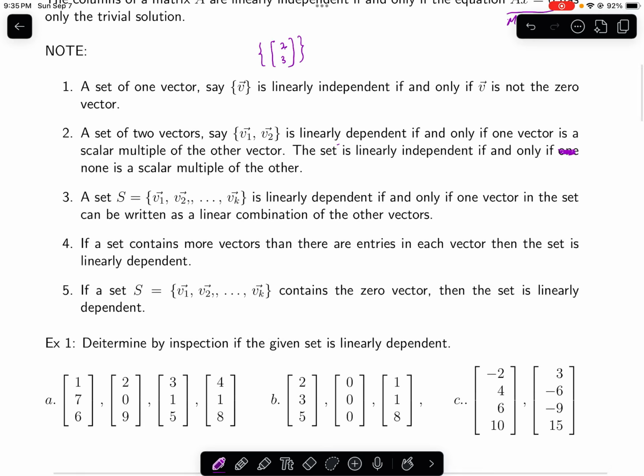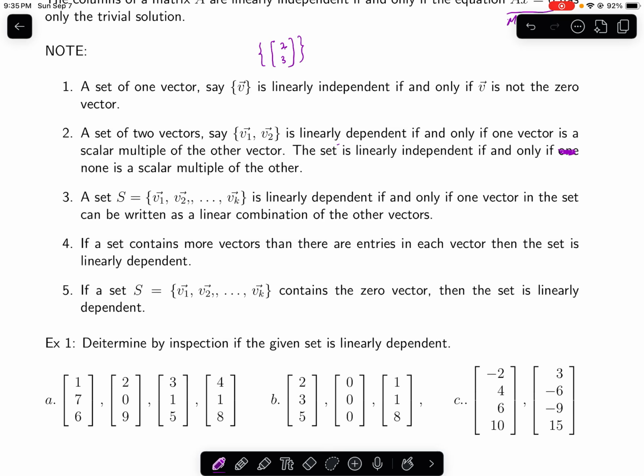And number 3, a set S equal to v1, v2 up to vk is linearly dependent if and only if one vector in the set can be written as a linear combination of the other vectors. So even if we have a single vector which can be written as a linear combination of the other vectors in the set, then that set is linearly dependent. Number 4, if a set contains more vectors than there are entries in each vector, then the set is linearly dependent.